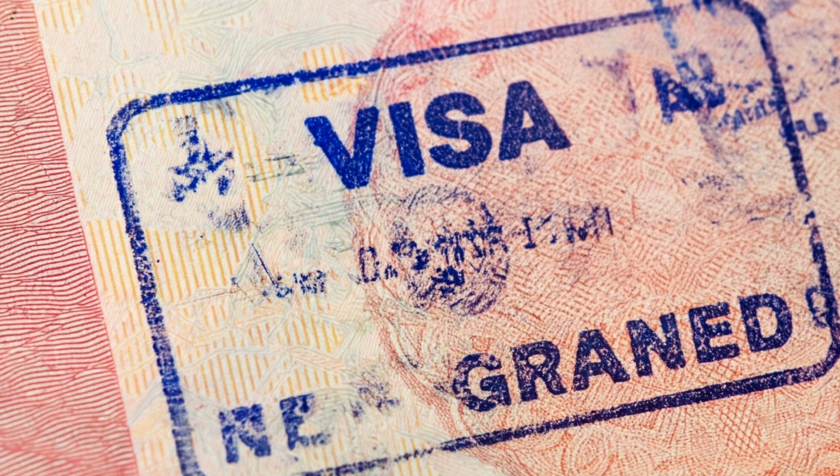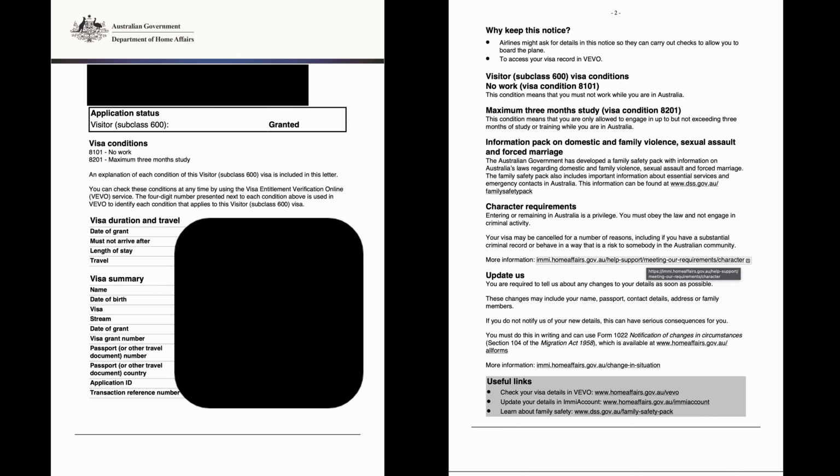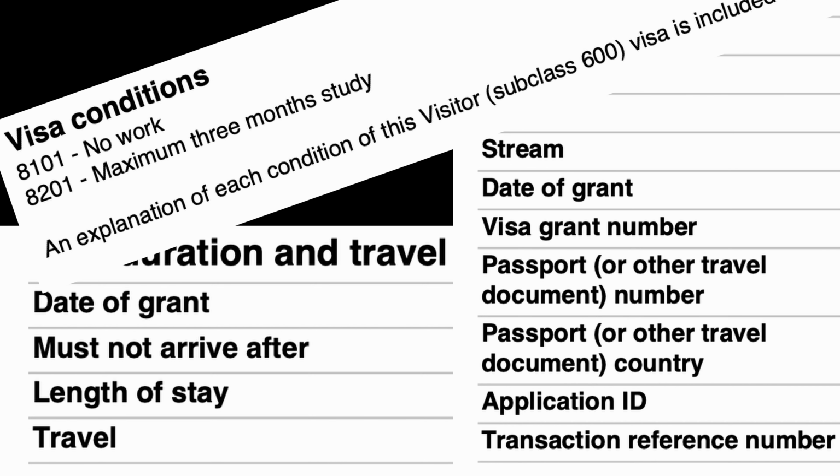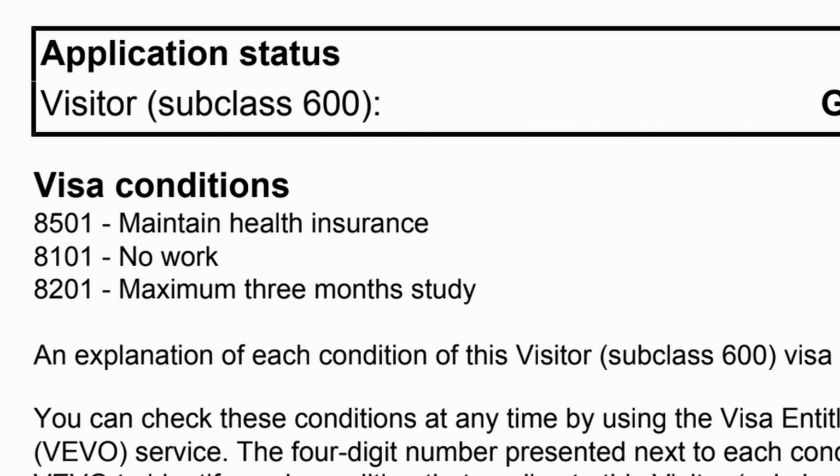If approved, you will be granted an electronic visa linked to your passport. In my case, we got the grant letter within a week after submitting biometrics. The grant letter shows the visa conditions, travel period, and visa summary. In some cases, it is a visa condition to obtain health insurance for your stay in Australia. Even if it is not a must, to be on the safe side, I highly recommend getting health insurance before you arrive. And that's it. You are all set to visit Australia.